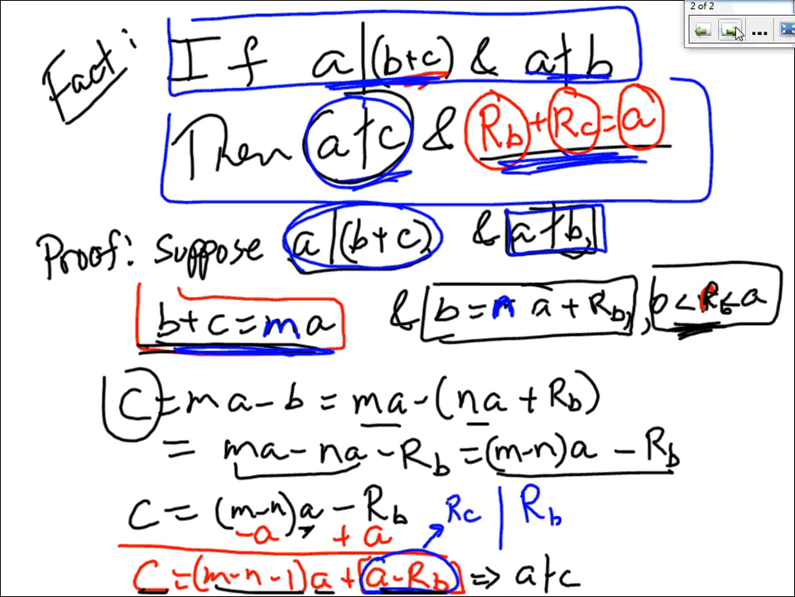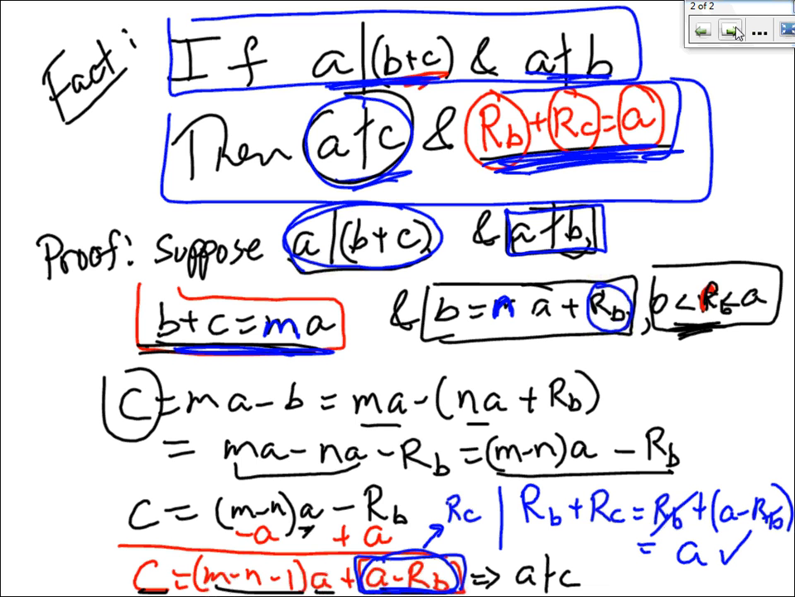What is RB plus RC? Well, RB is just RB. That's the remainder of B. How much is RC? Well, it's A minus RB. A minus RB. The RB's cancel out and you just get A, which is exactly what you wanted to show. That the remainder of B plus the remainder of C is A. And we proved it. It's all there, folks.